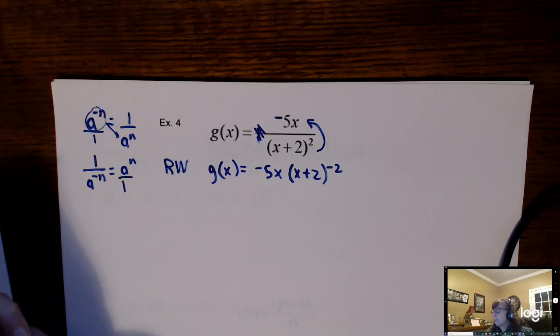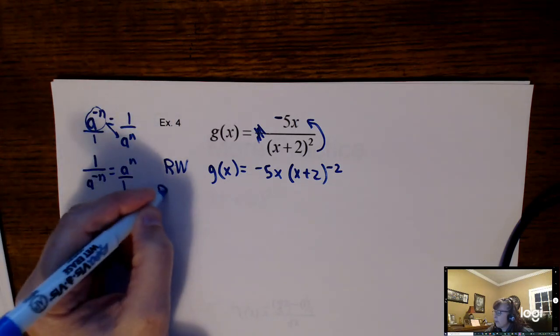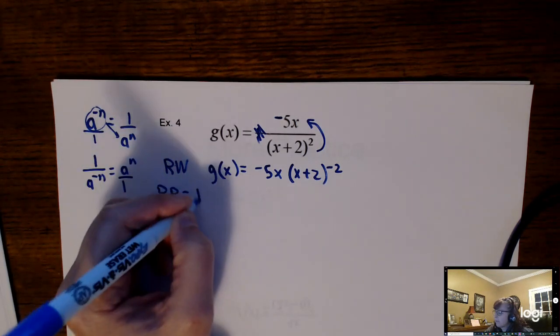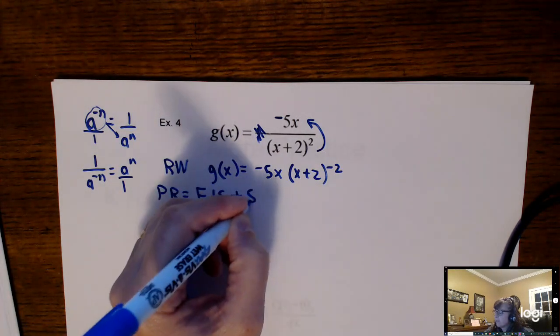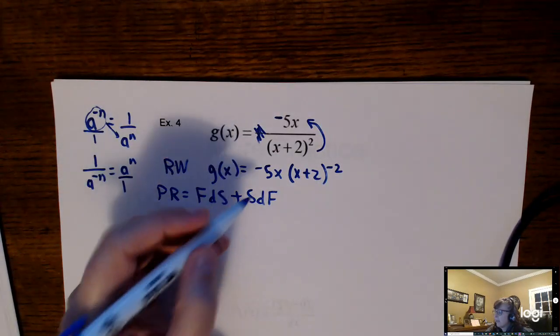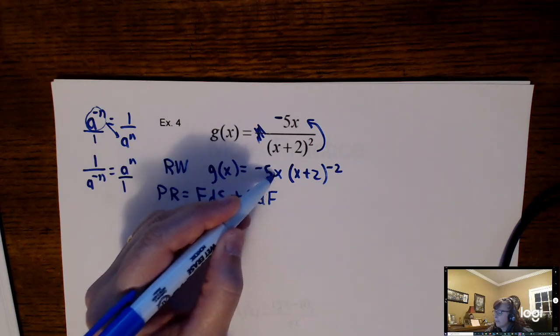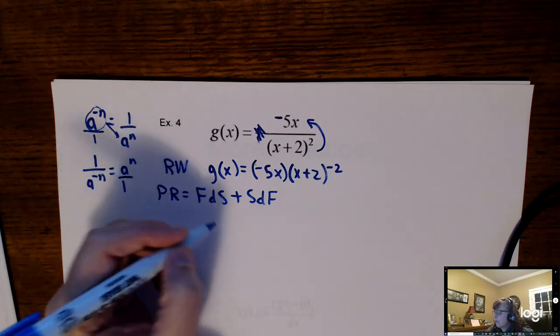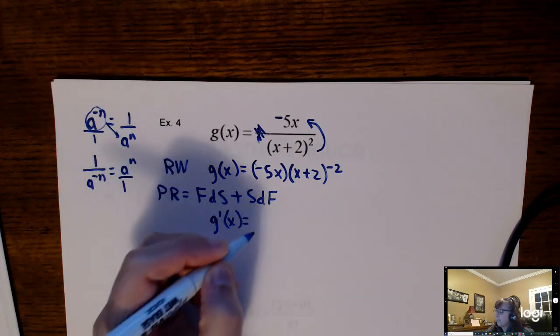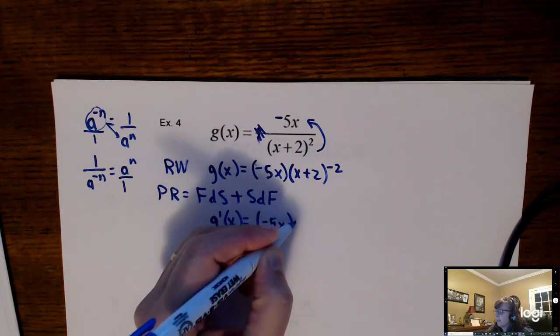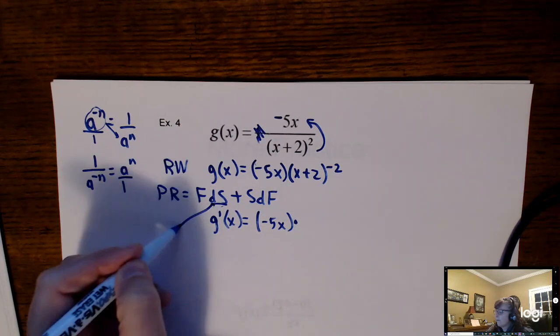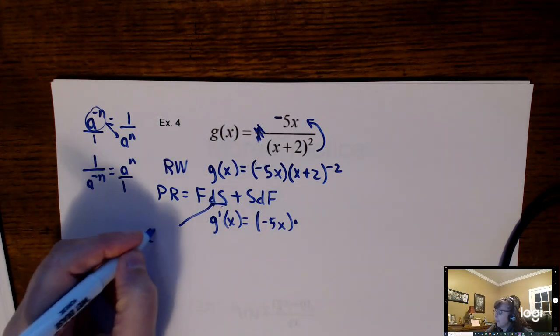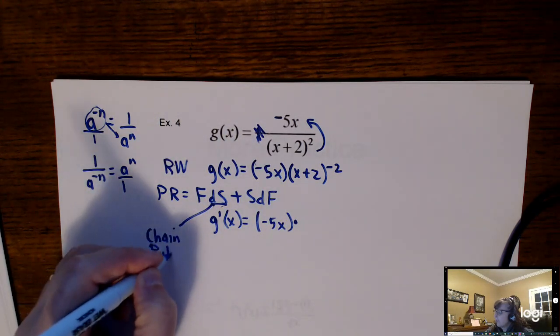And now I don't have to use the quotient rule, I can use the product rule. Okay, so the product rule is the first times the derivative of the second plus the second times the derivative of the first. And even though we don't have parentheses, this x isn't a constant, it has a variable with it, so this x means that this is my first. So the derivative is the first, negative 5x, times the derivative of the second. Now the derivative of the second is x plus 2 to the negative 2, so you're going to need to use the chain rule right here.